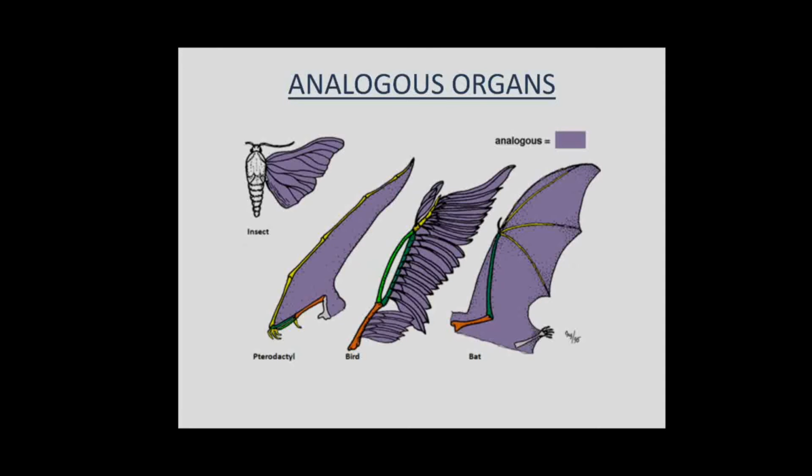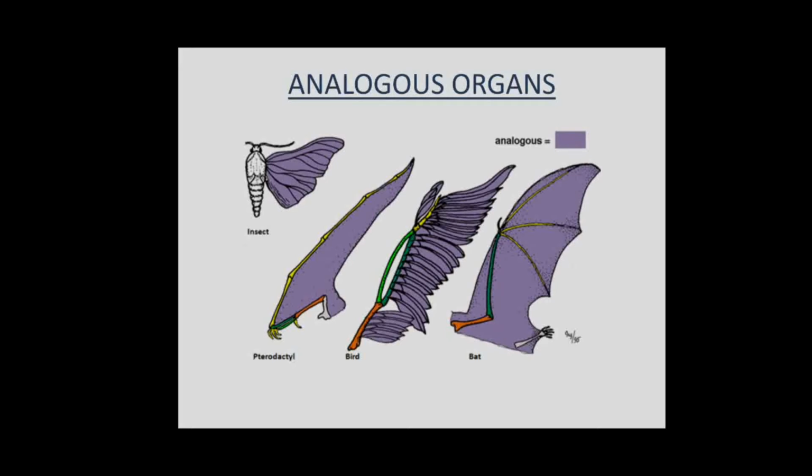Next we can move on to the analogous organs. Analogous organs are clearly the opposite of homologous organs. In analogous organs, their structure and origin are different, but their functions are the same. As an example, the lungs of human and gills of fishes. Their structures are different, but their functions are the same. They function for respiration.